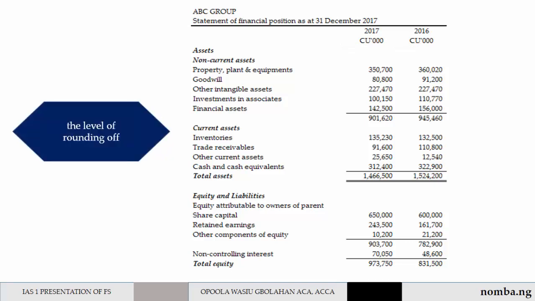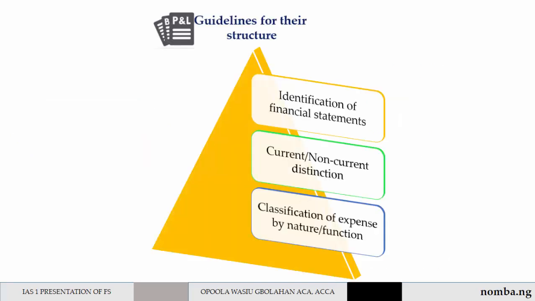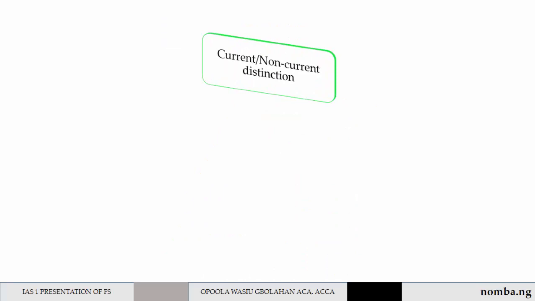Also, the level of rounding used in presenting amounts in the financial statement is very important. In this case, the level of rounding is in thousands. Okay? The level of rounding is very important because it enhances simplicity and understandability. So we have looked at the first guideline for the structure of financial statements, which is the identification of financial statements. Now let's look at the second guideline, which is the current, non-current distinction.